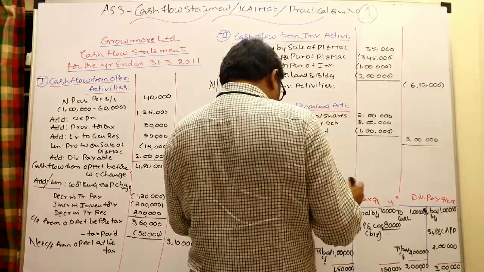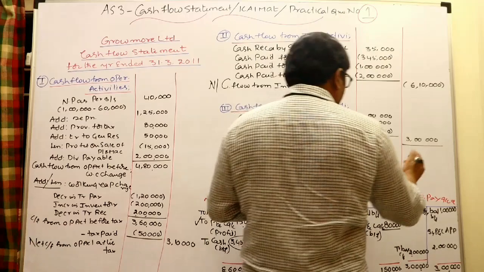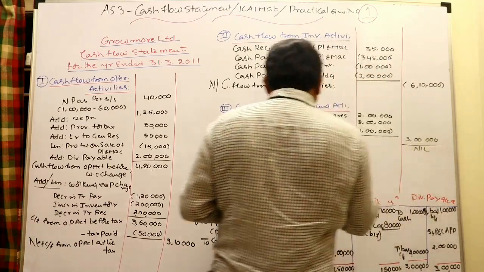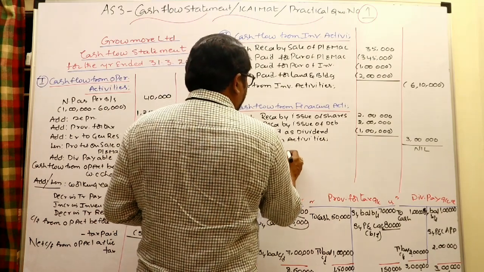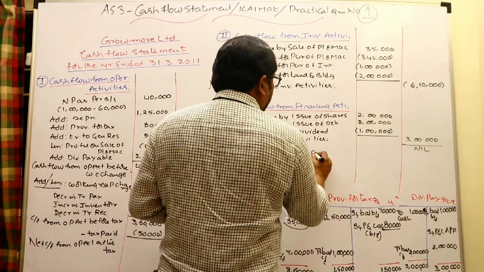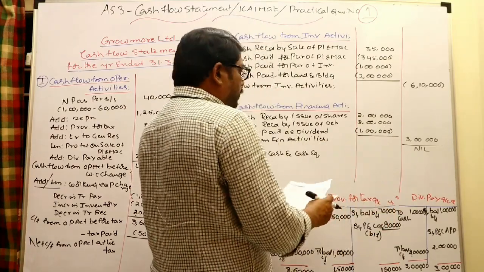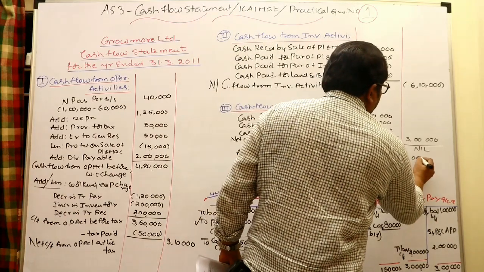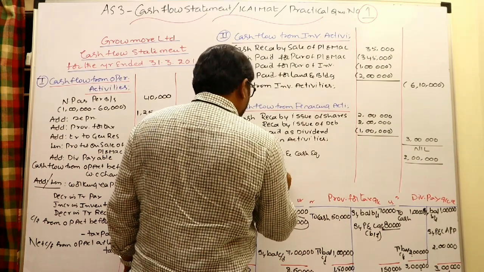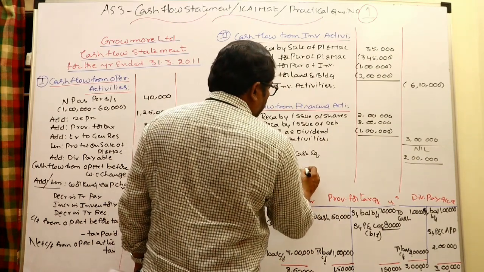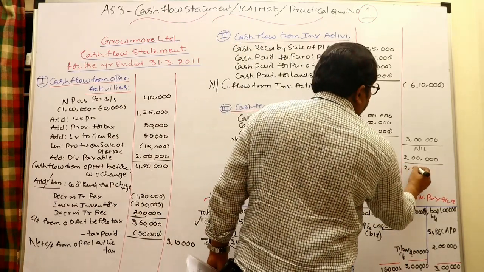Now go for the total of all these three. If you check all these three, the net result will be nil. Add opening cash and cash equivalents, which is 2 lakhs. Therefore closing cash and cash equivalents is 2 lakhs.